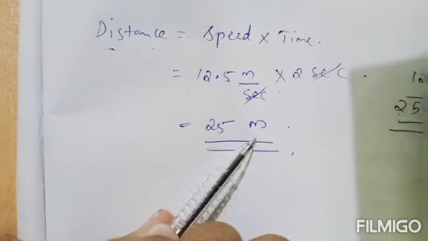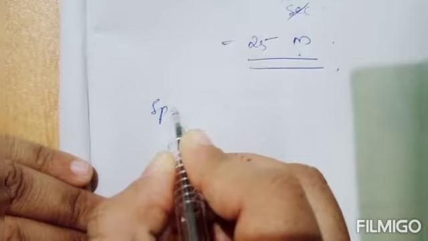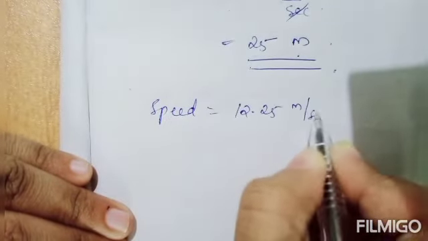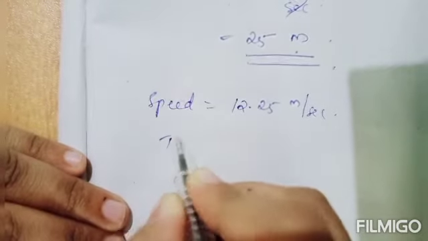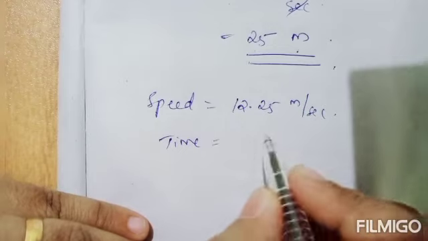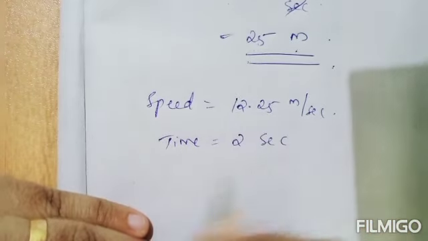Okay, first case we are taking. Now second case, if the speed is 12.25 meter per second, how much is the distance travelled in 2 seconds? Okay, so time equal to 2 seconds.